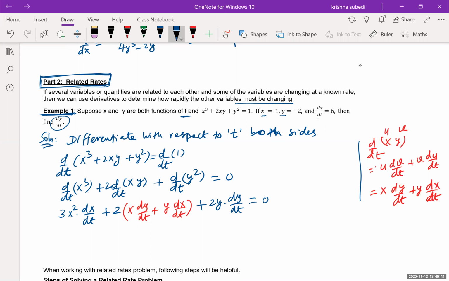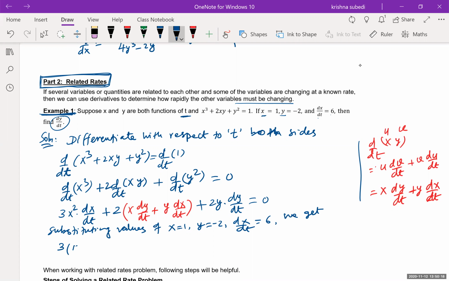Now you write all of it, and now you can substitute the values because we are given all these values. So let us plug in the values of x, y, and dx over dt.